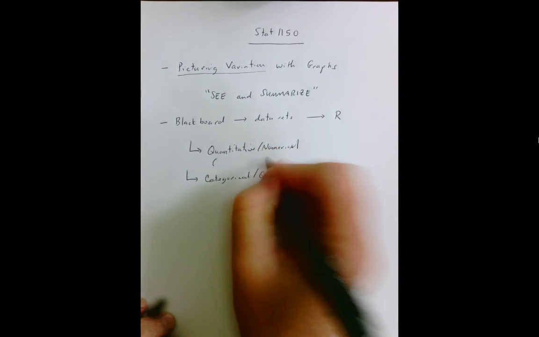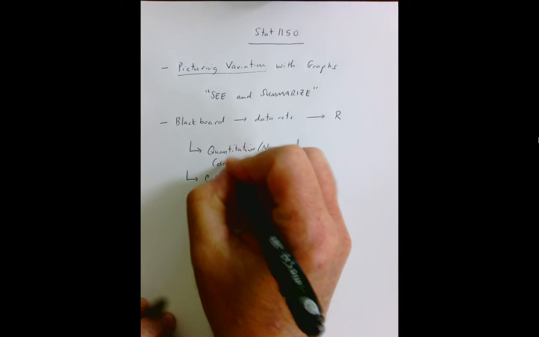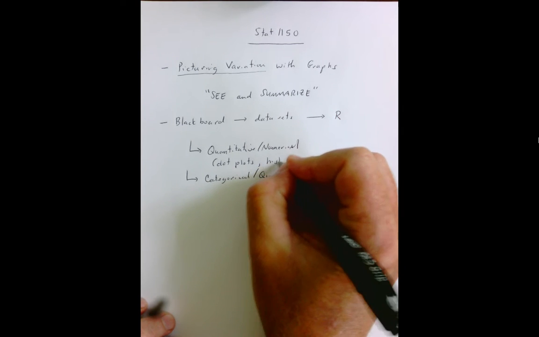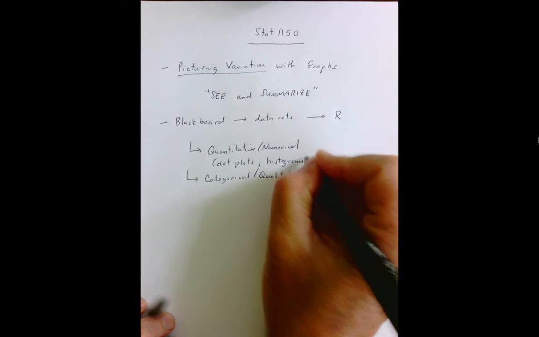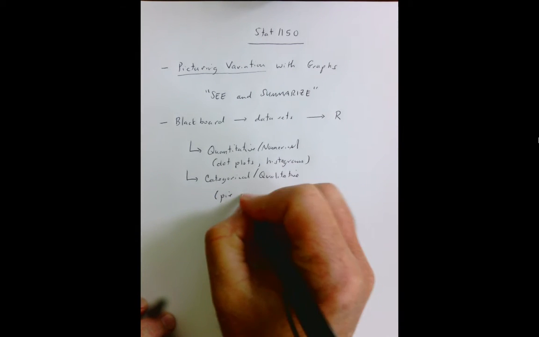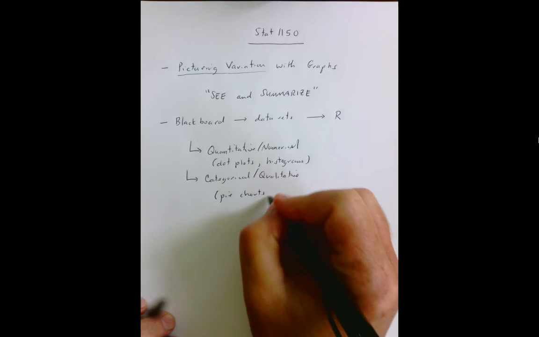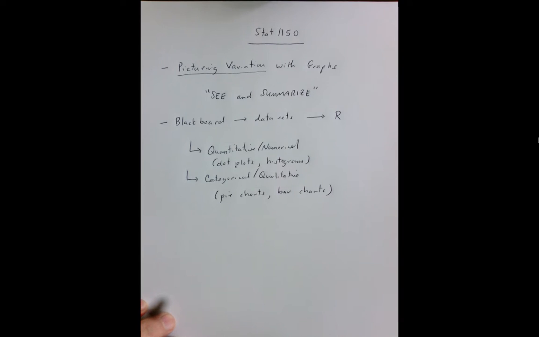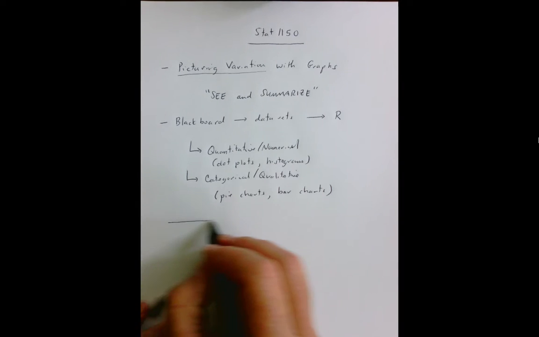So for quantitative numerical, we'll use dot plots and histograms. And for categorical and qualitative, we will use pie charts and bar charts. You really get into quite a quandary, quite a statistical dilemma if you try to use pie charts for these or dot plots for these. It gets into all sorts of crazy stuff.